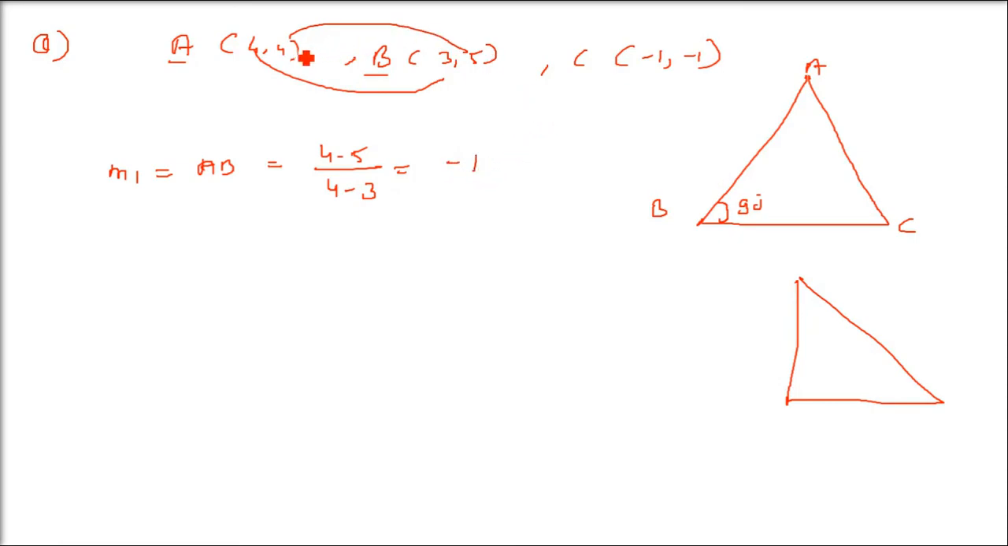Similarly, we can find out the slope of AC. Let us say that it is m2, the slope of AC. So y2 minus y1 by x2 minus x1 again, or you can take y1 minus y2 by x1 minus x2. It's one and the same thing. So (4 minus of minus 1) by (4 minus of minus 1), and that is going to be 5 by 5, which eventually gives you 1.